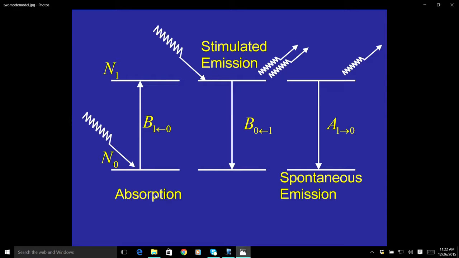The processes are absorption in the presence of radiation, stimulated emission in the presence of radiation, and spontaneous emission, which happens in the presence or in the absence of radiation. It does not matter, the emission happens spontaneously, radiation does not have a role. So these three processes we can see, and there are also very elementary animations for that.